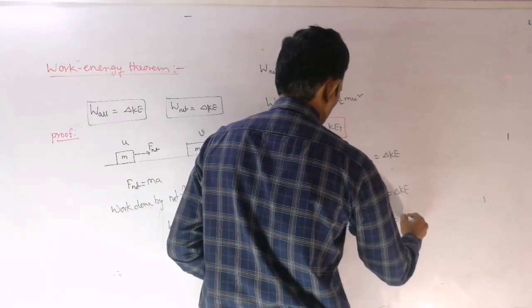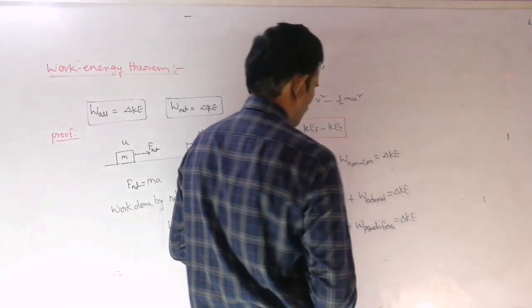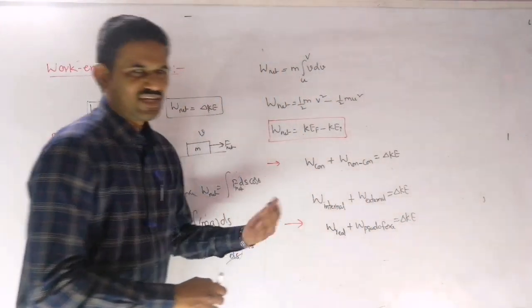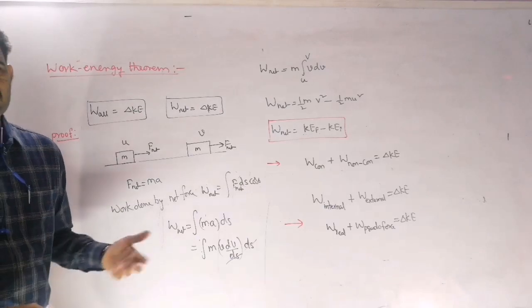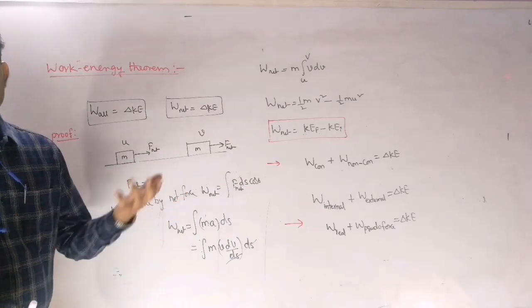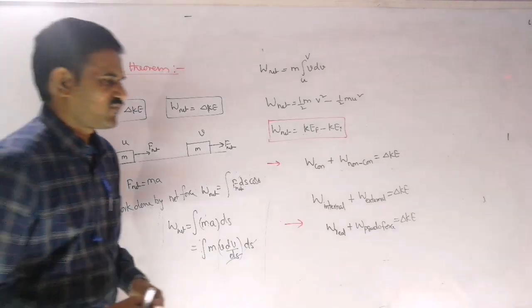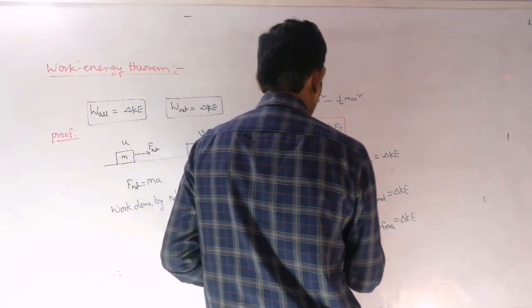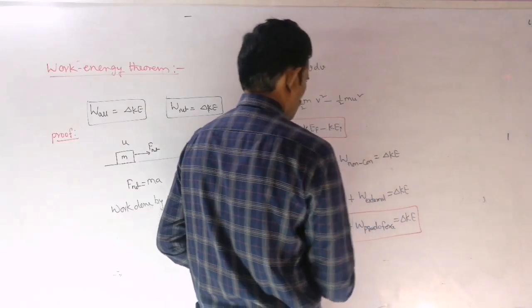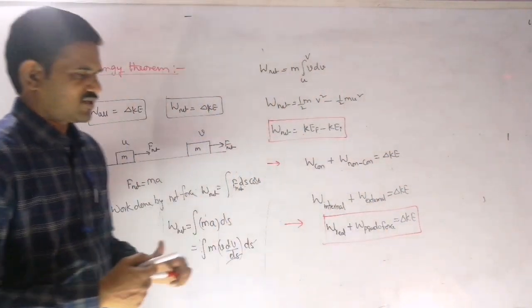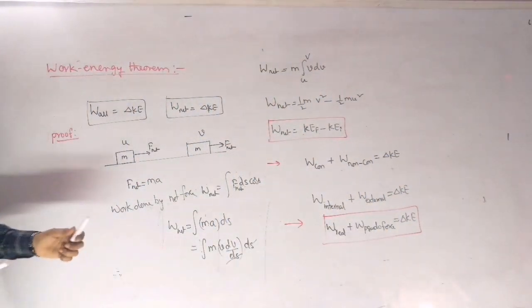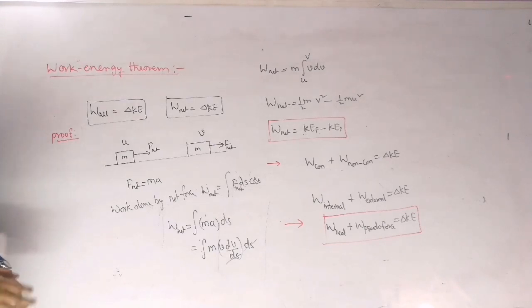Pseudo force is equal to... then change in kinetic energy we need to write. That means the work done by the real forces we need to consider, like gravitation, friction, normal reaction or tension, whatever real forces are there, and in addition to that you need to consider the pseudo force. So work done by the real forces plus work done by the pseudo force is equal to change in kinetic energy we need to write.